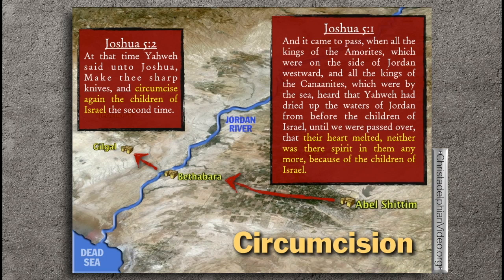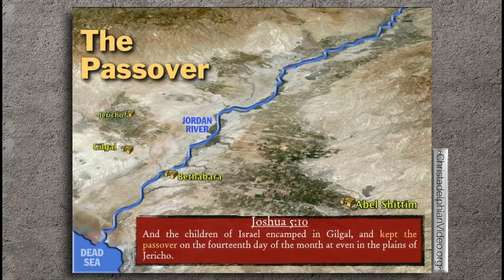And just to prove it to them, they're all circumcised on the other side of the River Jordan at a place called Gilgal, which means the rolling away. And so here we have them there. They cross over the river. In chapter 5 and verse 10, the children of Israel encamp in Gilgal. And the first thing they do is keep the Passover on the 14th day of the month at even in the plains of Jericho. So here we have them entering the land almost 40 years later from when they left Egypt.